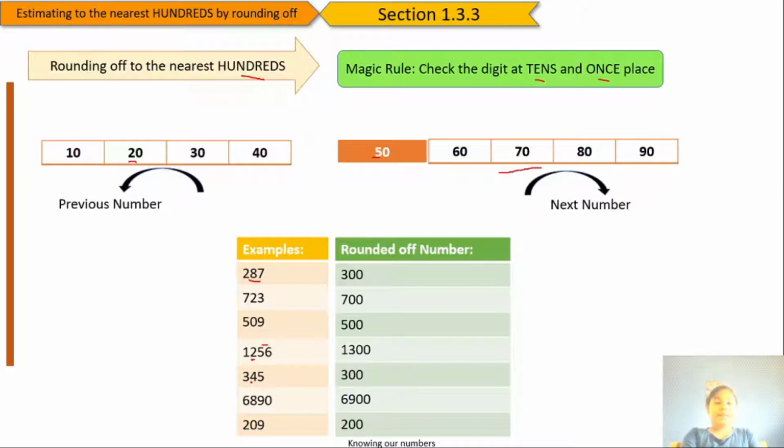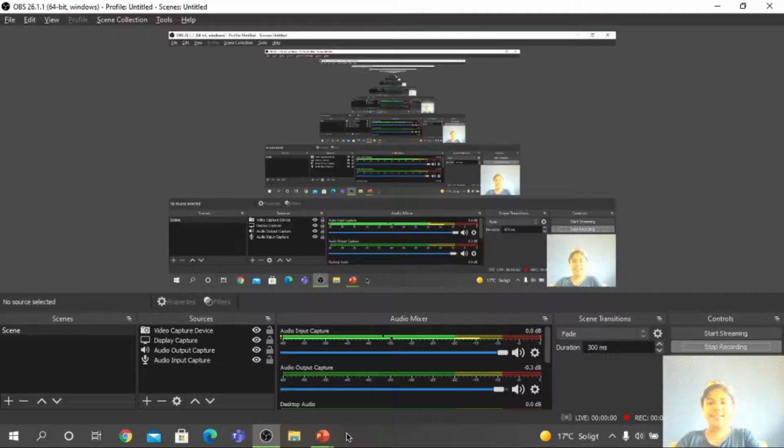Next we have 345. It will be rounded off to 300. Our next number is 6890, which will be rounded off to, do you know the answer? It is 6900. This is our last number, which is 509, which we all know will be rounded off to, oh sorry guys, it was 209, which we know it will be rounded off to 200.